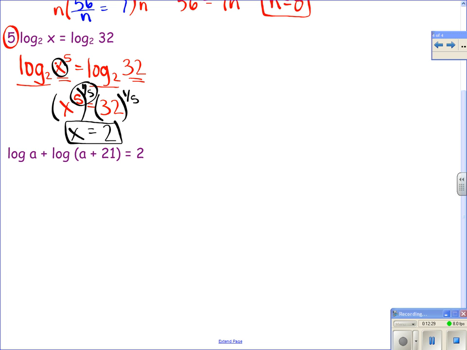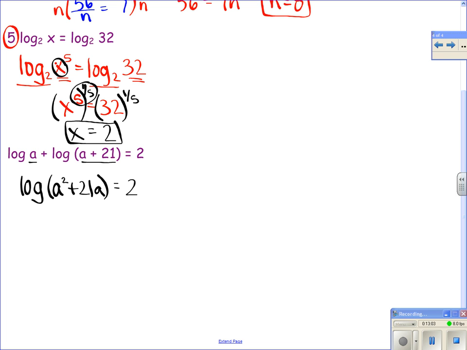So on the left, we have two logs. We're going to want to put those together. So we're going to be multiplying the a and the a plus 21. So if we do that, that'll be a squared plus 21a equals 2. Now this is a little bit different than the other two problems that we just did up above. Okay, we don't have a log on both sides, so we can't just set those things equal to each other.